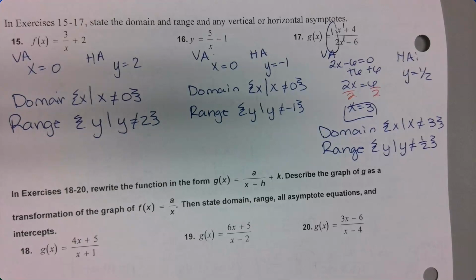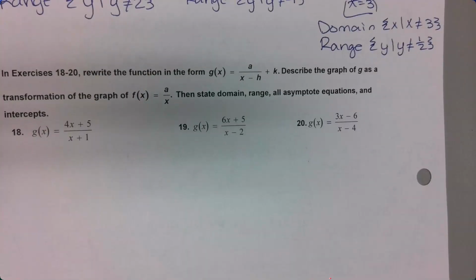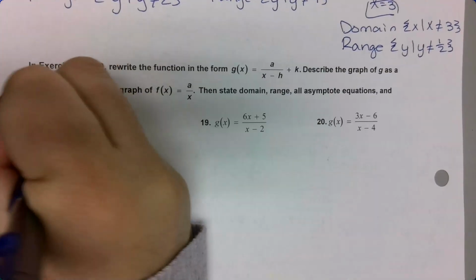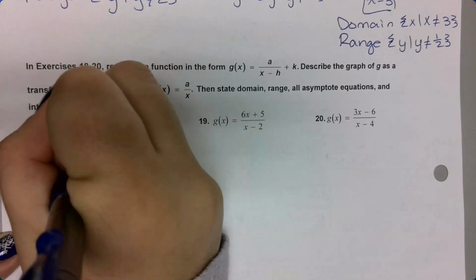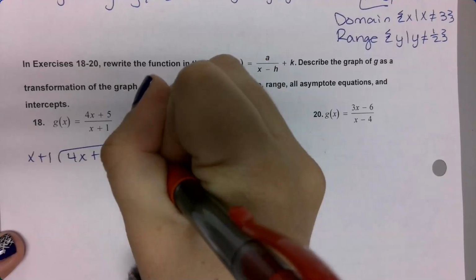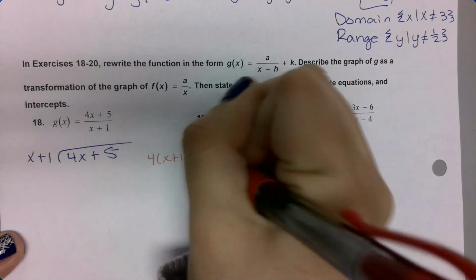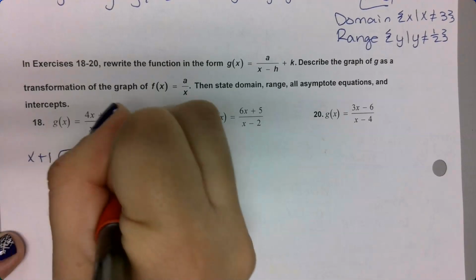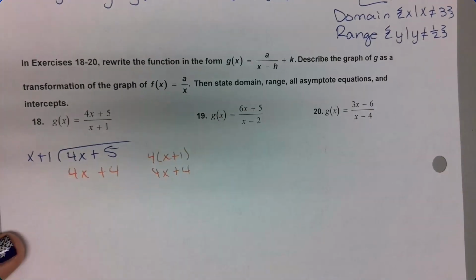Okay. My next ones want me to rewrite the function in the form g of x equals a over x minus h plus k. Describe the graph as transformations. So for this, I have to do long division. So I'm going to do x plus 1 into 4x plus 5. So in order to turn x plus 1 into 4x, I have to multiply by 4. That gets me 4x plus 4. So I'm going to change my signs on those to subtract it away.